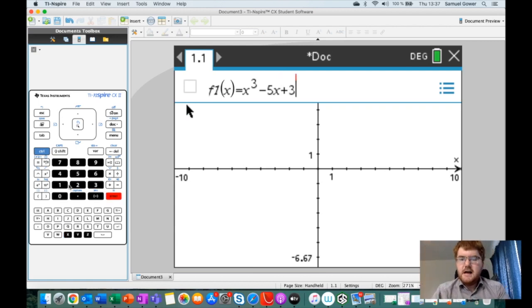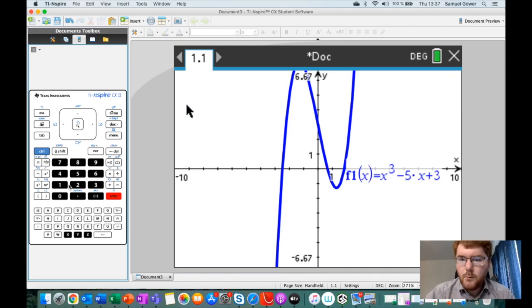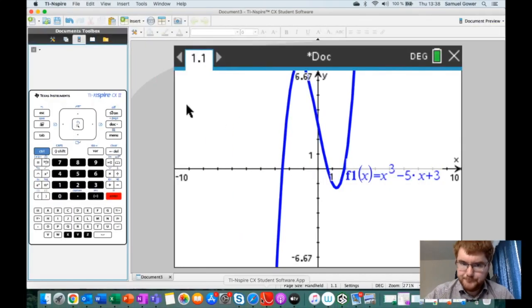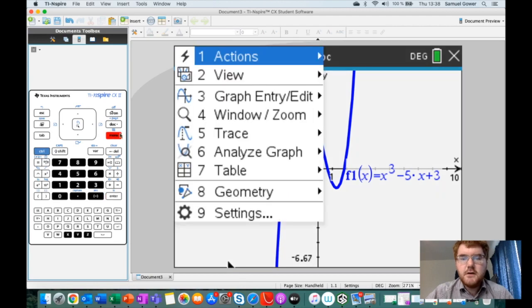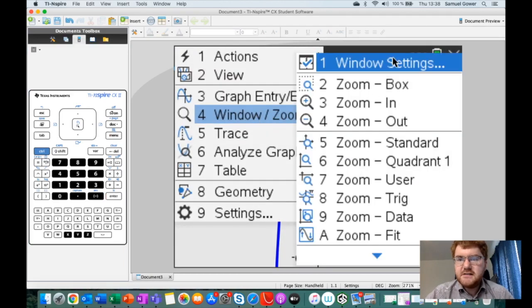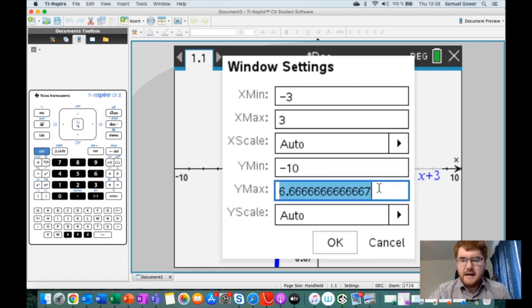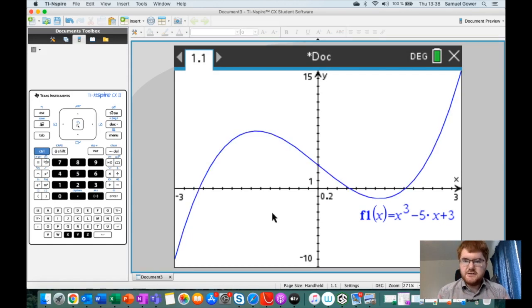So we type that in, and you'll notice it doesn't quite look like what we need, because if we go back to our PowerPoint, you'll see the scale is given from minus 3 to 3 and from minus 10 to 15. So we need to go back to my GDC and we go to Menu, Window, Window Settings, and then we put in the correct settings. So I'm going to put minus 3 here. For here, I'm going to put 3, following the instructions of the question. And then we have minus 10 and positive 15. So you must change the window to fit the question that you are given.